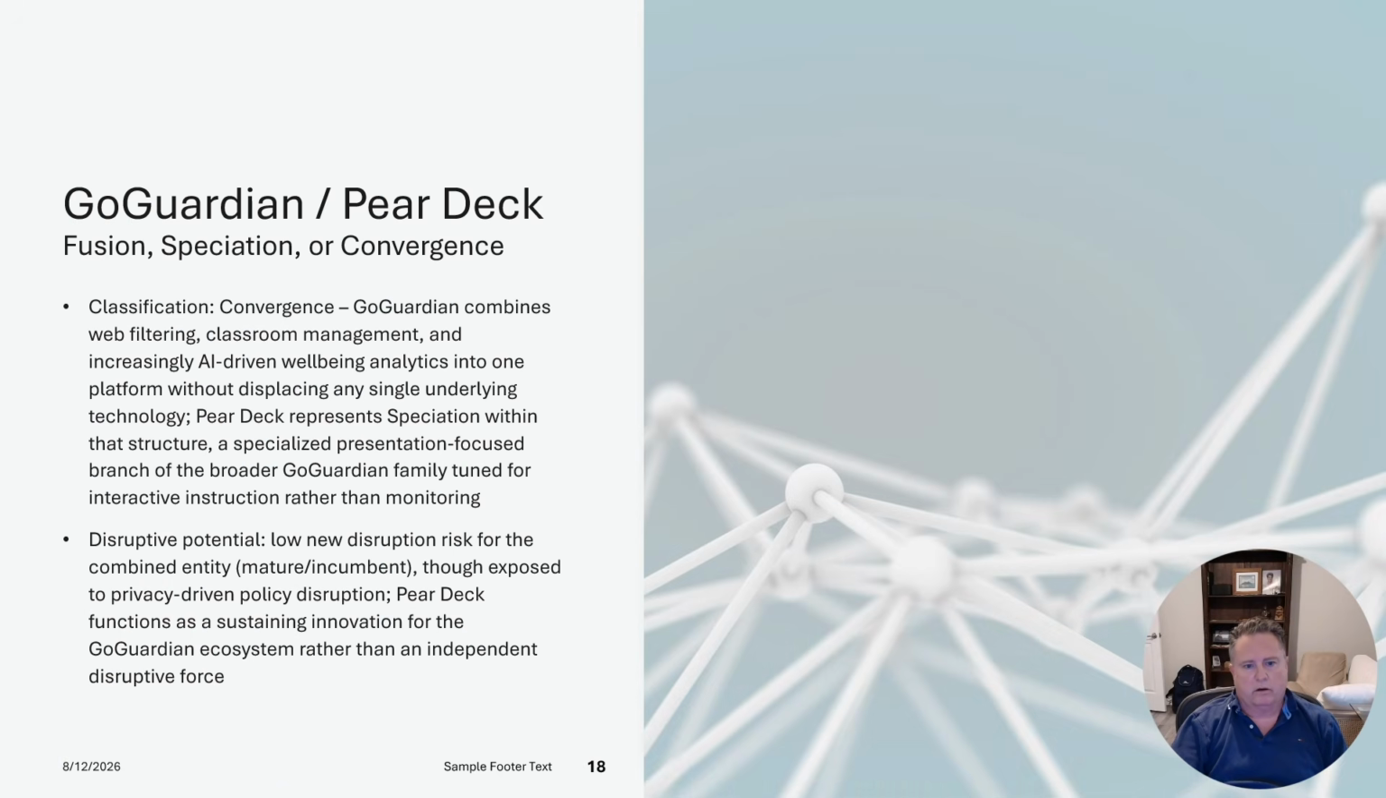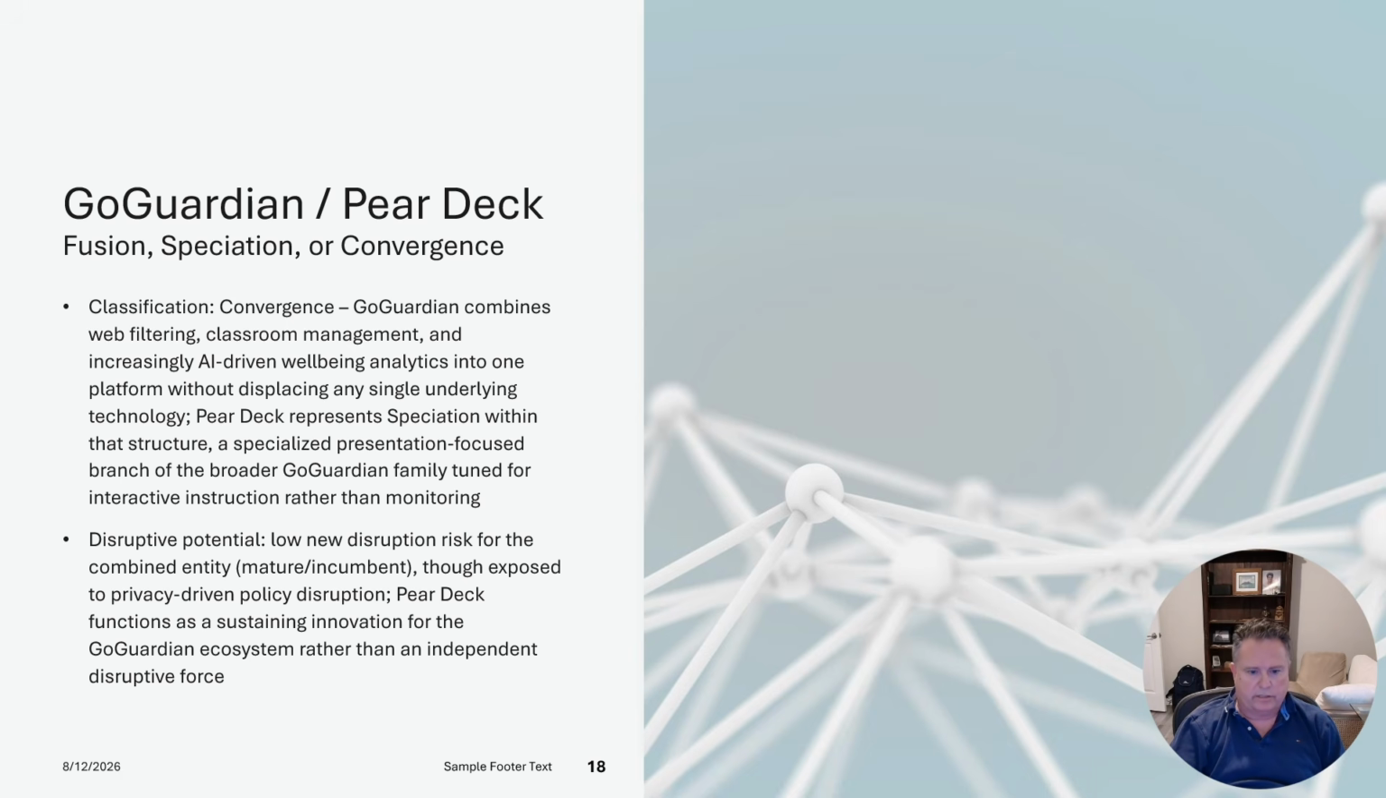Now, when looking at GoGuardian and PeerDeck, is this fusion, speciation, or convergence? The classification would be convergence. GoGuardian combines web filtering, classroom management, and increasingly AI-driven well-being analytics into one platform without displacing any single underlying technology. PeerDeck represents speciation within that structure, though. It's a specialized presentation-focused branch of the broader GoGuardian family, tuned for interactive instruction rather than monitoring.